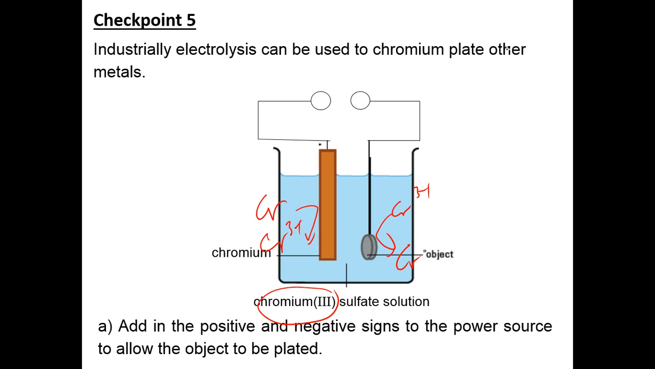Okay, so which is the positive and negative sign to the power source? It's pretty simple. For the Cr3+ to be attracted here, this has to be the negative and this has to be the positive.